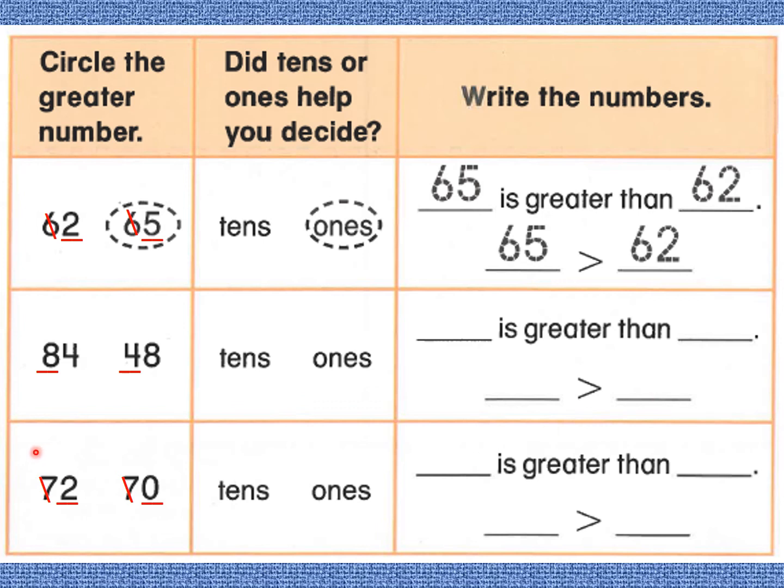Let's look at the last problem on this page. Again, here we've got the same digit in the tens place. So we're going to cross out our 7 here and cross out our 7 here and underline our digits in the ones place. So we have a 2 here and a 0 here. Again, we're comparing the ones place, so you're going to circle the ones, and then fill this in to show 72 is greater than 70. And then fill it in again down here and practice using that symbol to say 72 is greater than 70.